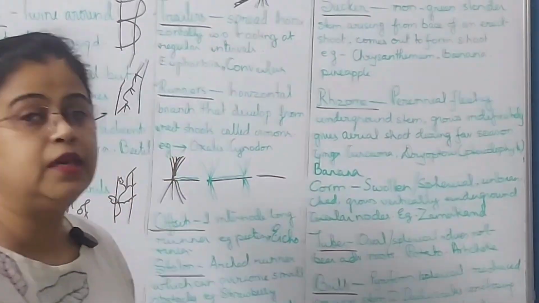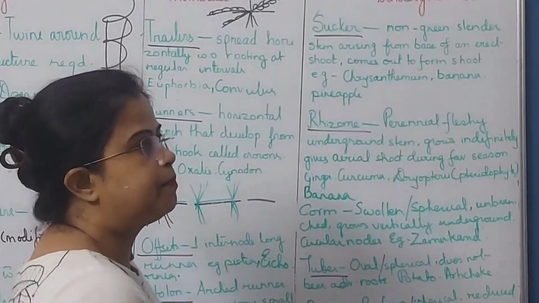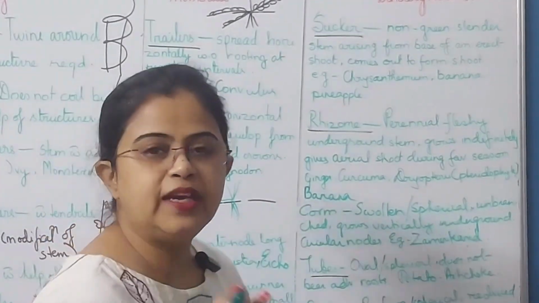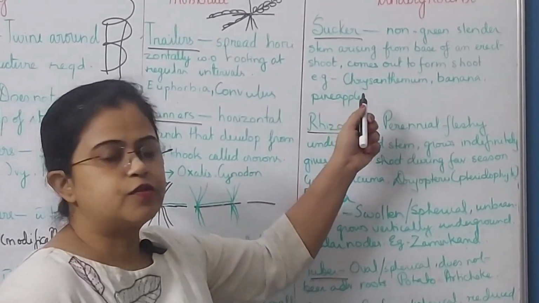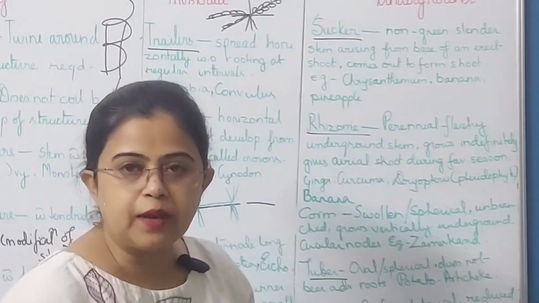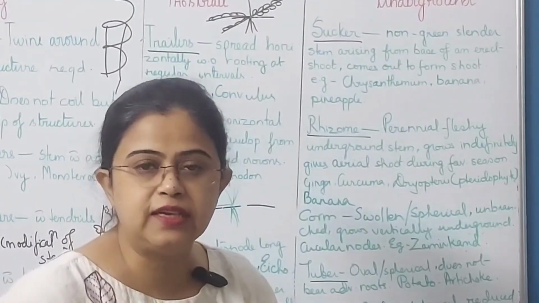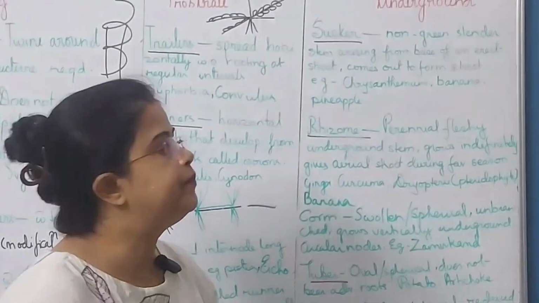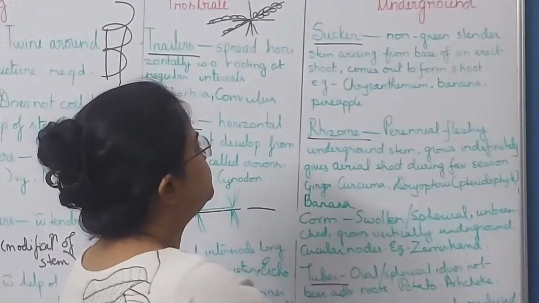Now let us come to underground stem. Stems can also be underground. But then how do you tell apart कि वो underground structure जो है, that is a stem and not a root? These structures will not show a root cap. These structures will show differentiation of nodes and internodes. Clear? So let us see. And they will show a terminal bud.